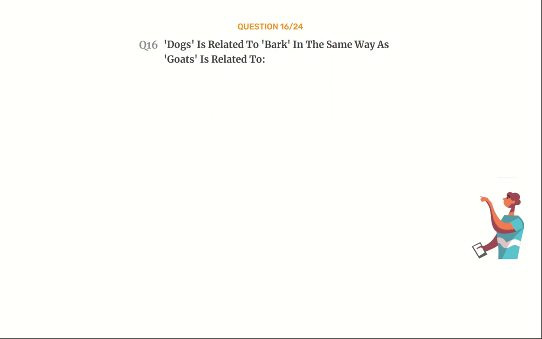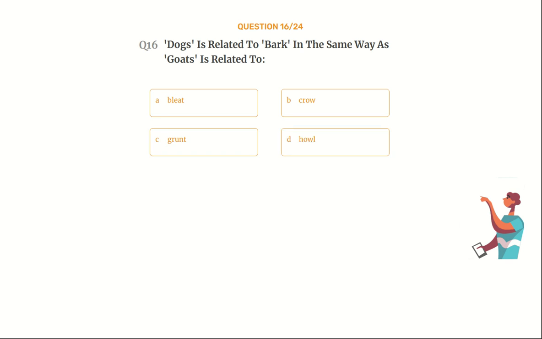Question number 16. Dogs is related to bark in the same way as goats is related to. Option A. Bleat. Option B. Crow. Option C. Grunt. Option D. Howl.